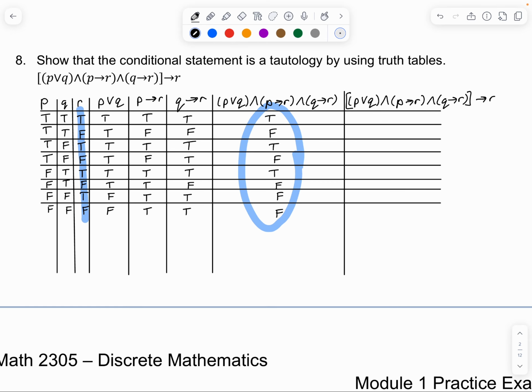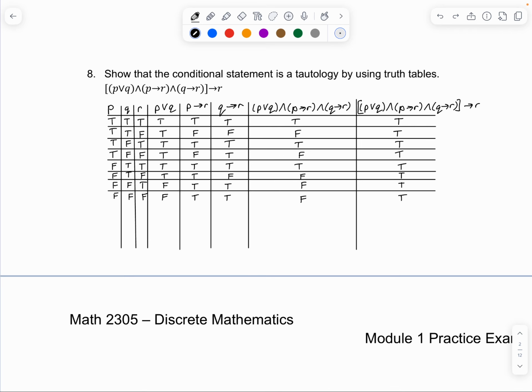Okay. Now I'm looking at my last column, and I want to know if this implies R. So the first thing I'm doing is anytime this is false, the implication is true. Otherwise, both have to be true. So in this line, they're both true. This line, they're both true. In this line, they're both true. Okay, there's never an instance where this column is false, but R is true. Or excuse me, other way around. Sorry. Where this column is true, but R is false. That's the only time that the implication would be wrong. It never happens. So this statement is a tautology.